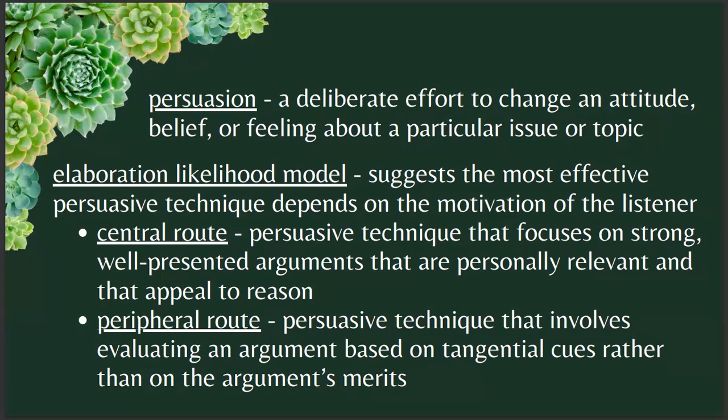And according to the elaboration likelihood model, the most effective persuasive technique depends on the motivation of the listener. So we've got two main routes that we can go through in order to try to persuade someone using this elaboration likelihood model: the central route and the peripheral route. The central route is a persuasive technique that focuses on a strong, well-presented argument with key points that are personally relevant and appeal to reason.